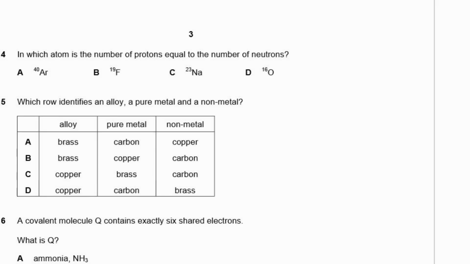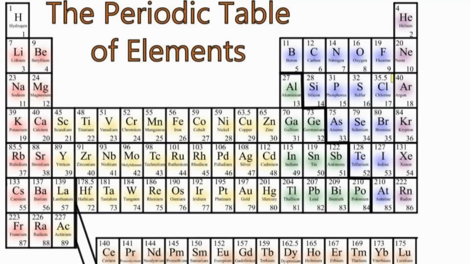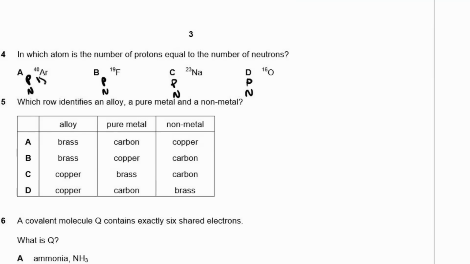Question 4. In which atom is the number of protons equal to the number of neutrons? Let's look at these. We have protons and neutrons in each one of these. We just write down how many there are. In argon, the mass number is 40, and the proton number is 18. The mass number is 40, so the neutrons are 40 minus 18, and that equals 22. So 22 does not equal 18.